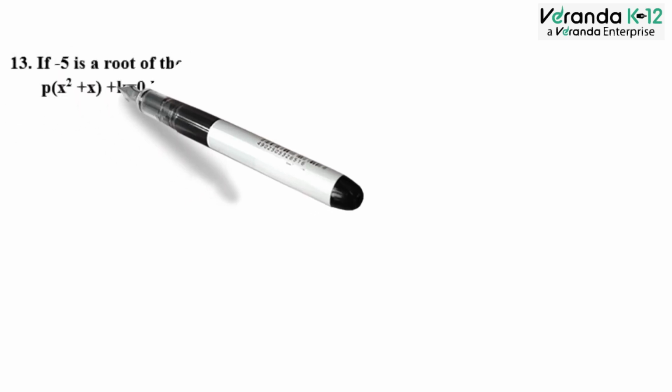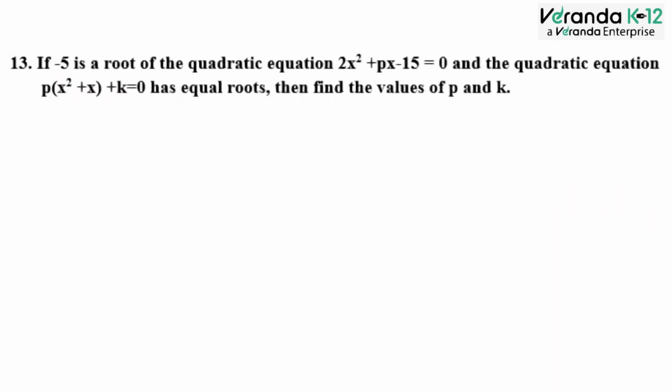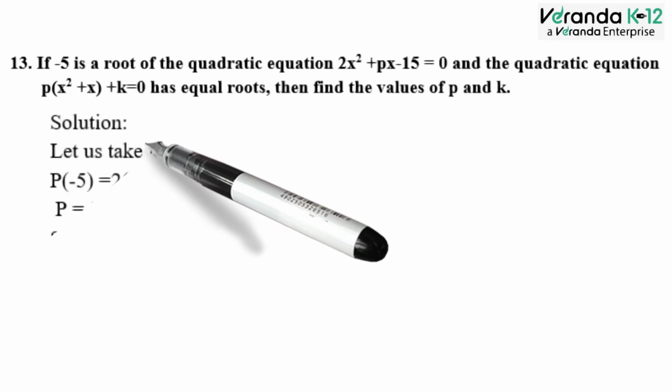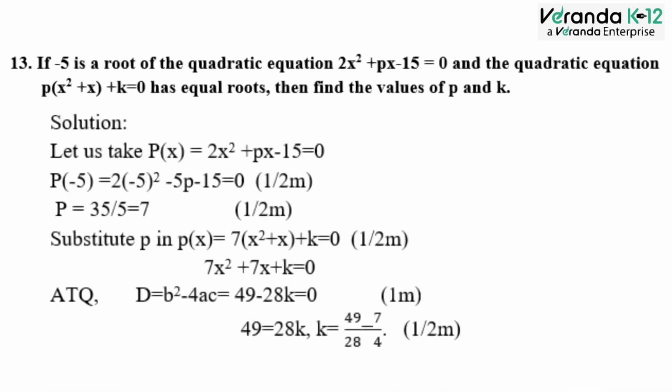If minus 5 is a root of the quadratic equation 2x square plus px minus 15 is equal to 0 and the quadratic equation p of x square plus x plus k is equal to 0 has equal roots, then find the value of p and k. So here we are going to find the value of p and k. First, let us take the given equation as p of x, and it is given that minus 5 is a root of the quadratic equation. So we will substitute minus 5 in the place of x. So we will get p is equal to 7 after simplification.